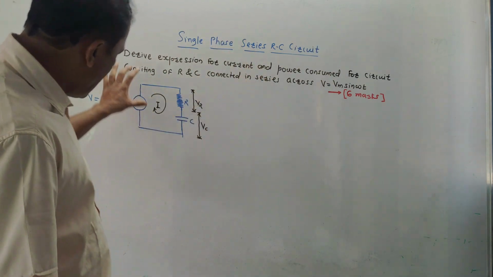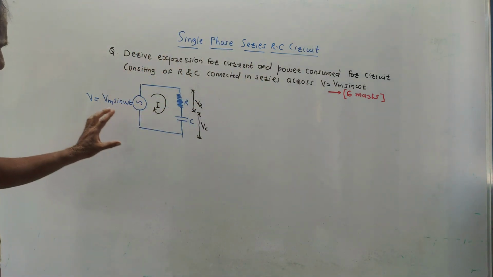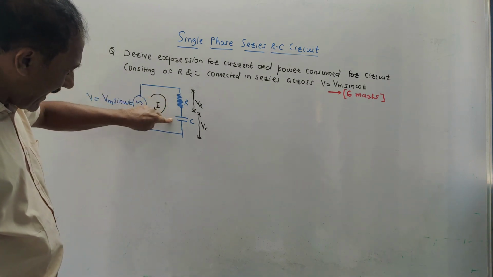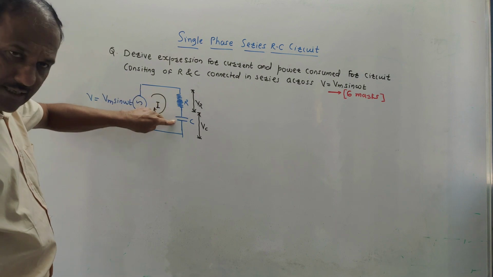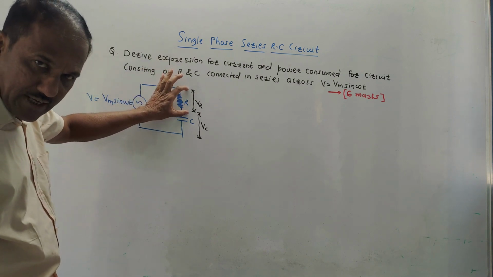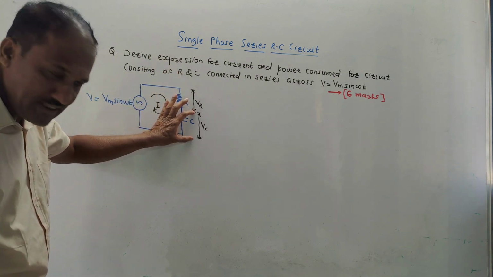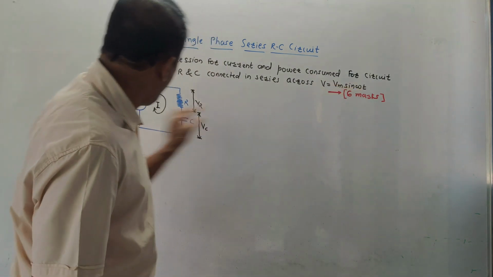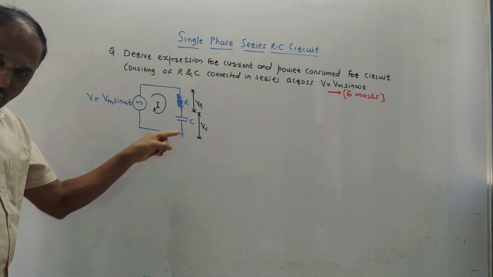Now first step is we have to draw the diagram. It's very simple. It is similar to the RL circuit. So I have drawn R and C which are in series, resistor and capacitor. Voltage across resistor is VR. Voltage across capacitor is VC. V is the supply voltage which is given in the question, Vm sin omega t. I is the current flowing through this.